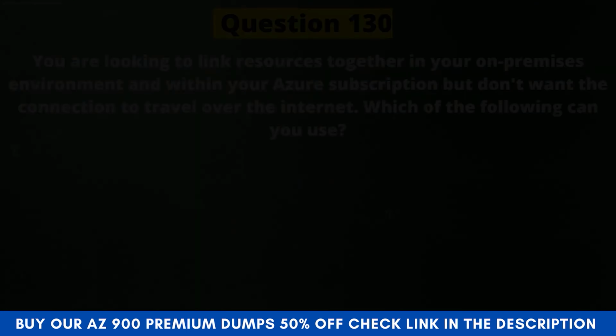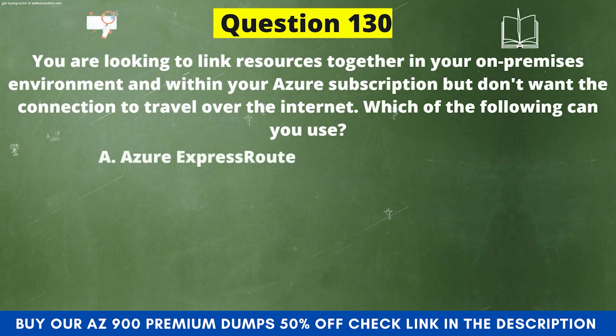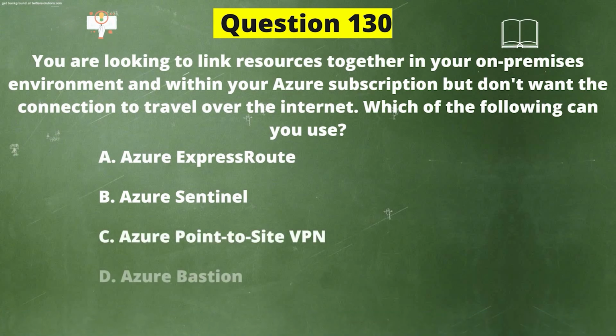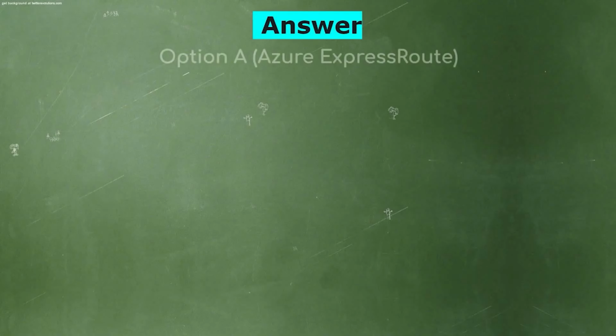Next question. You are looking to link resources together in your on-premises environment and within your Azure subscription, but don't want the connection to travel over the internet. Which of the following can you use? Option A, Azure ExpressRoute. Option B, Azure Sentinel. Option C, Azure Point-to-Site VPN. Option D, Azure Bastion. Option E, Azure Site-to-Site VPN. And the correct answer is option A, Azure ExpressRoute.